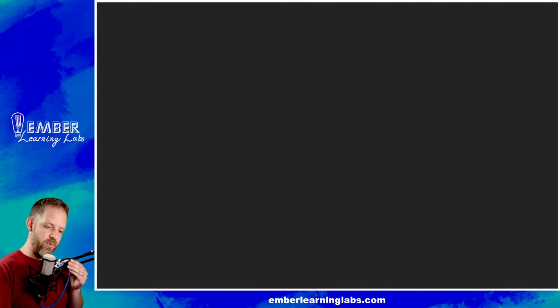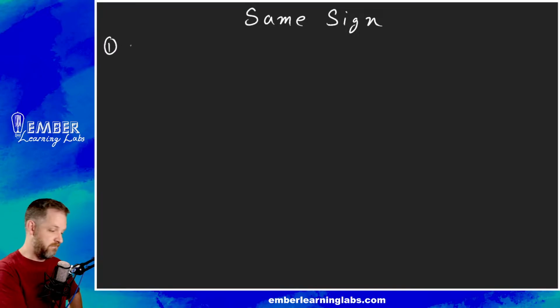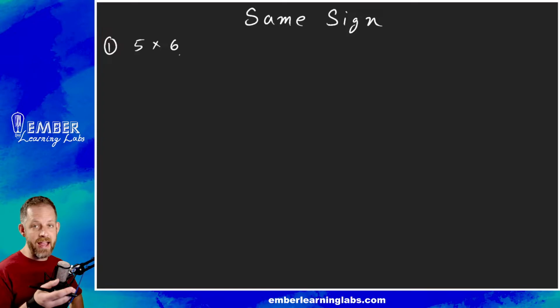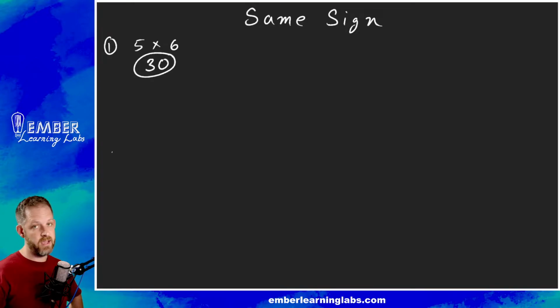So just like with addition and subtraction, we can have multiplying things with the same sign. Right? So things like 5 times 6. Those are both positive. So we multiply them. And our answer, and this is important, our answer comes out positive in the end.